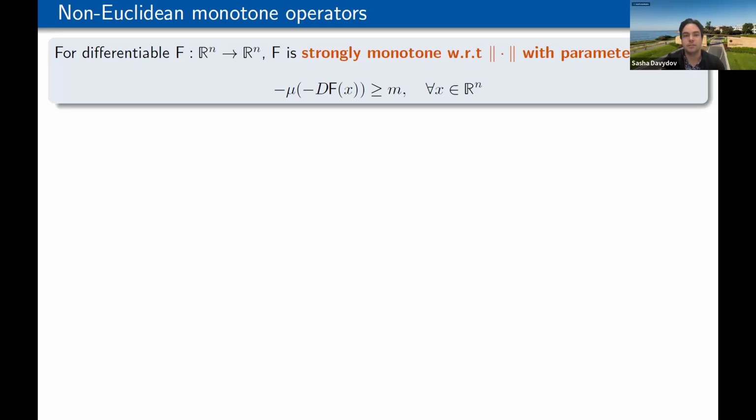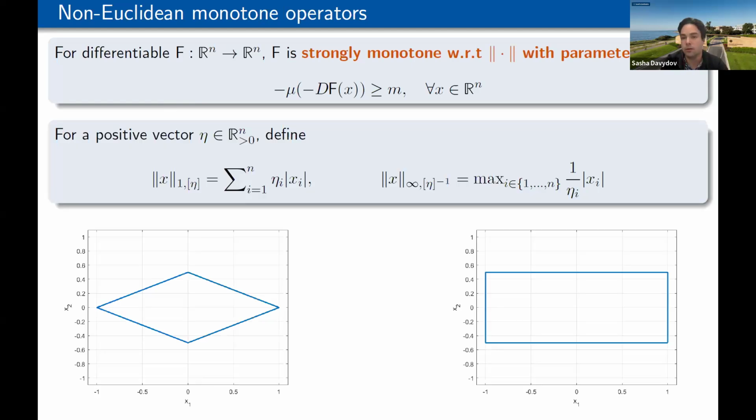Kind of most interest is going to be the case where F is strongly monotone with respect to an L1 norm or an L infinity norm, perhaps scaled by some diagonal weights eta. So the usual one norm is the sum of absolute values. When it's weighted by a diagonal matrix eta, we just scale each entry according to that entry eta_i. And the level sets of this norm look something like axis-aligned diamonds, perhaps with some aspect ratio. The infinity norm is similar, where again we just scale each of these absolute values by 1 over eta, and then you get axis-aligned rectangles.